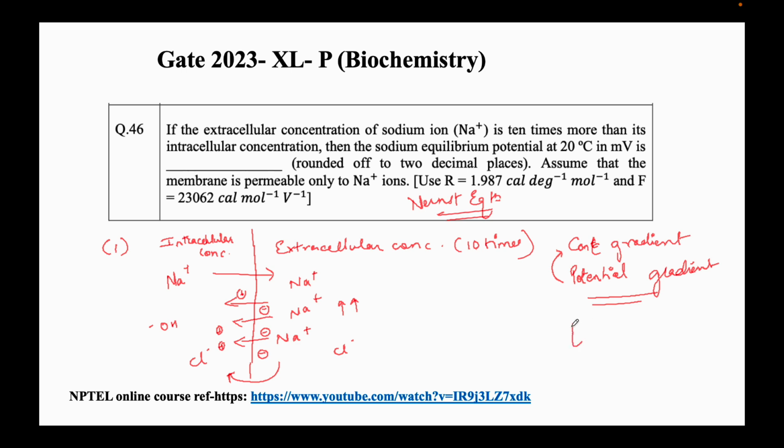This potential gradient is also referred to as E. Because it is due to sodium ions, we'll have a subscript Na. This potential gradient is also known as the equilibrium potential. This is the equilibrium potential of sodium ions. We need to find this equilibrium potential, and for this we'll use the Nernst equation.